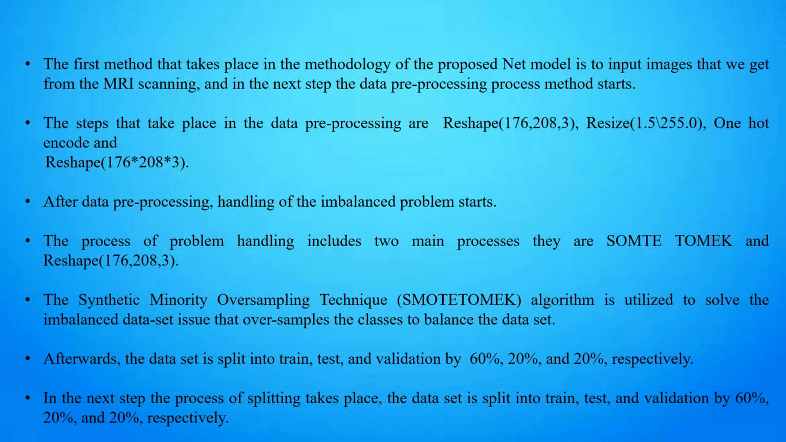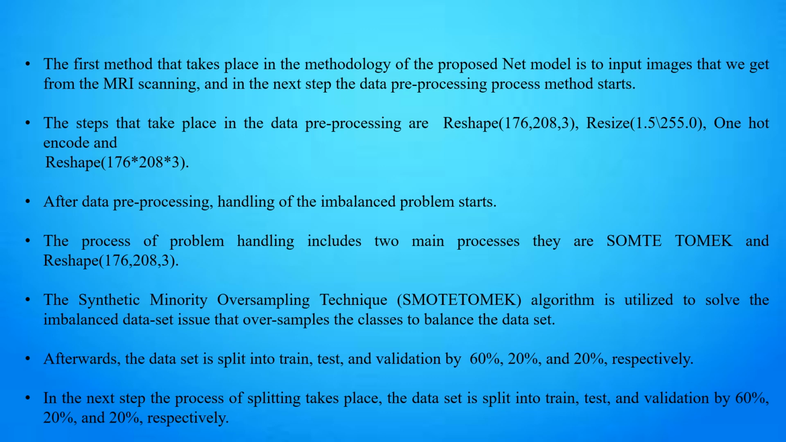So to give the details of the previous slides, the first step in the methodology which I have proposed is to input images that we get from the MRI scanning. Next, the data pre-processing method starts. The steps in data pre-processing are reshape, resize, one-hot encode, and reshape. Reshape will be 176 by 208 by 3. After data pre-processing, handling the imbalance problem starts.